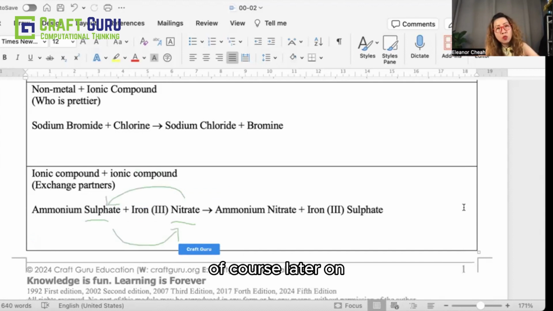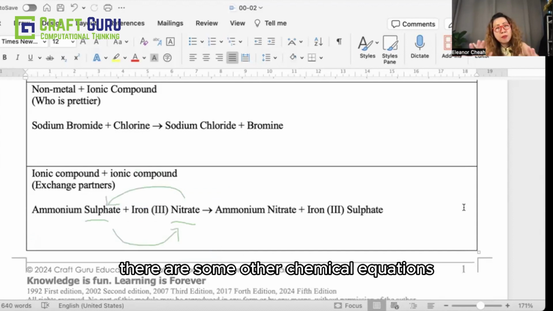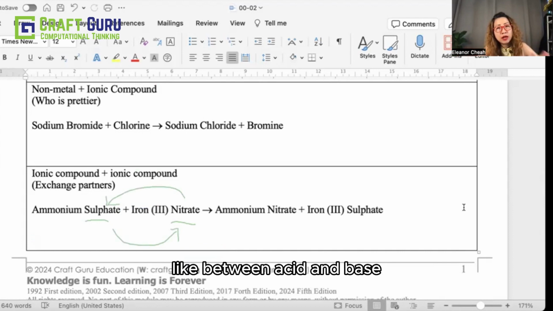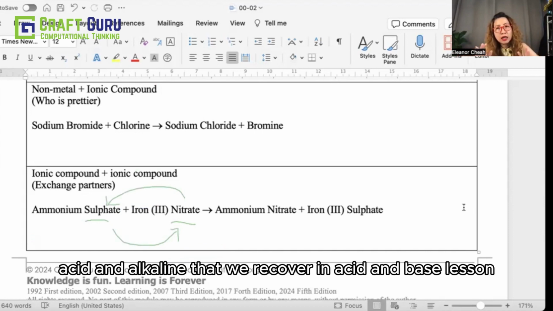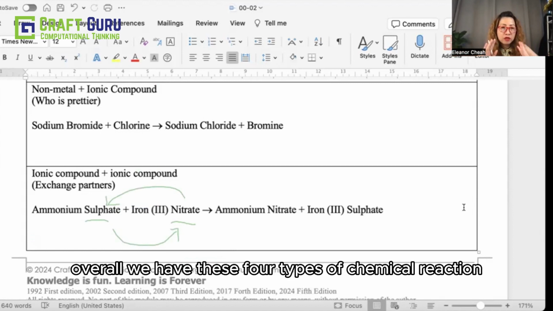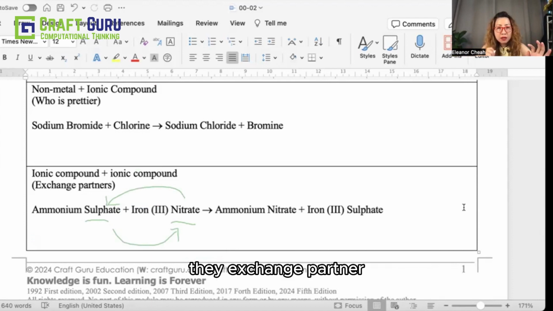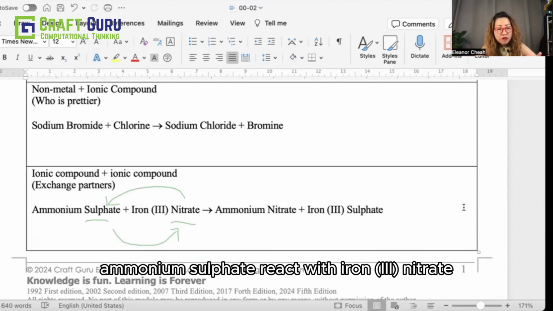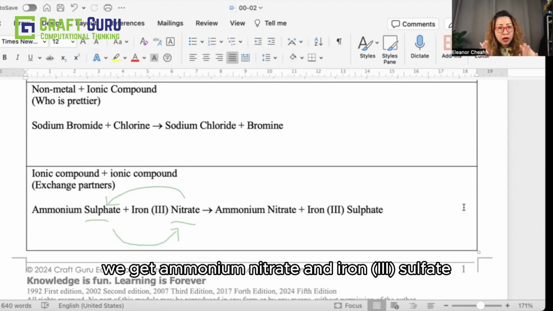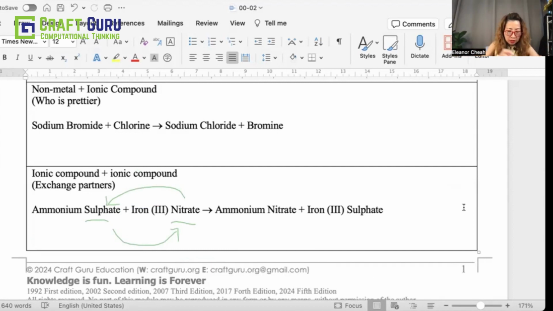Of course, later on, there are some other chemical equation like between acid and base, acid and alkaline, that we will cover in acid and base lesson. But here, overall, we have these 4 types of chemical reaction. The last one is between ionic compound and ionic compound. They exchange partner. Ammonium sulfate react with iron 3 nitrate. We get ammonium nitrate and iron 3 sulfate.